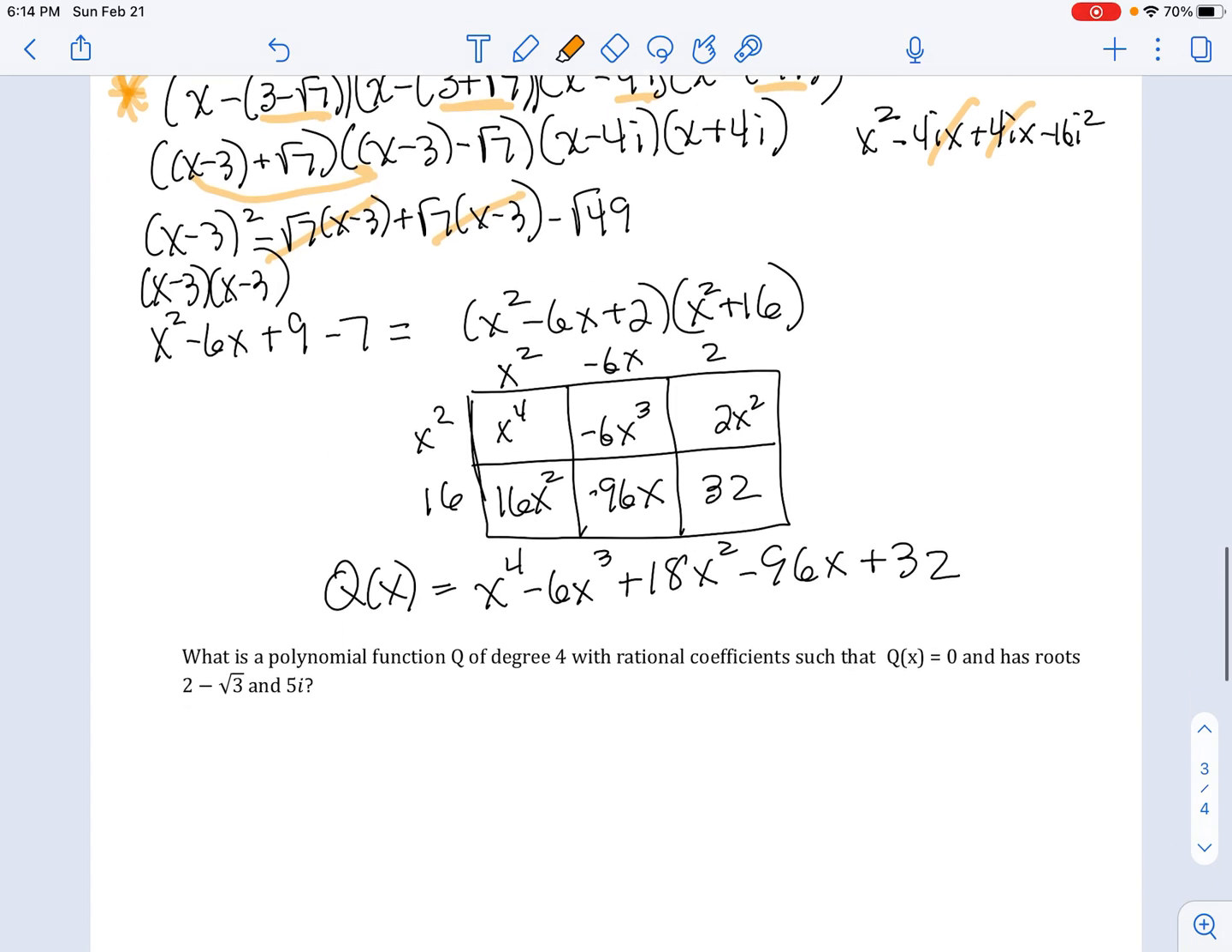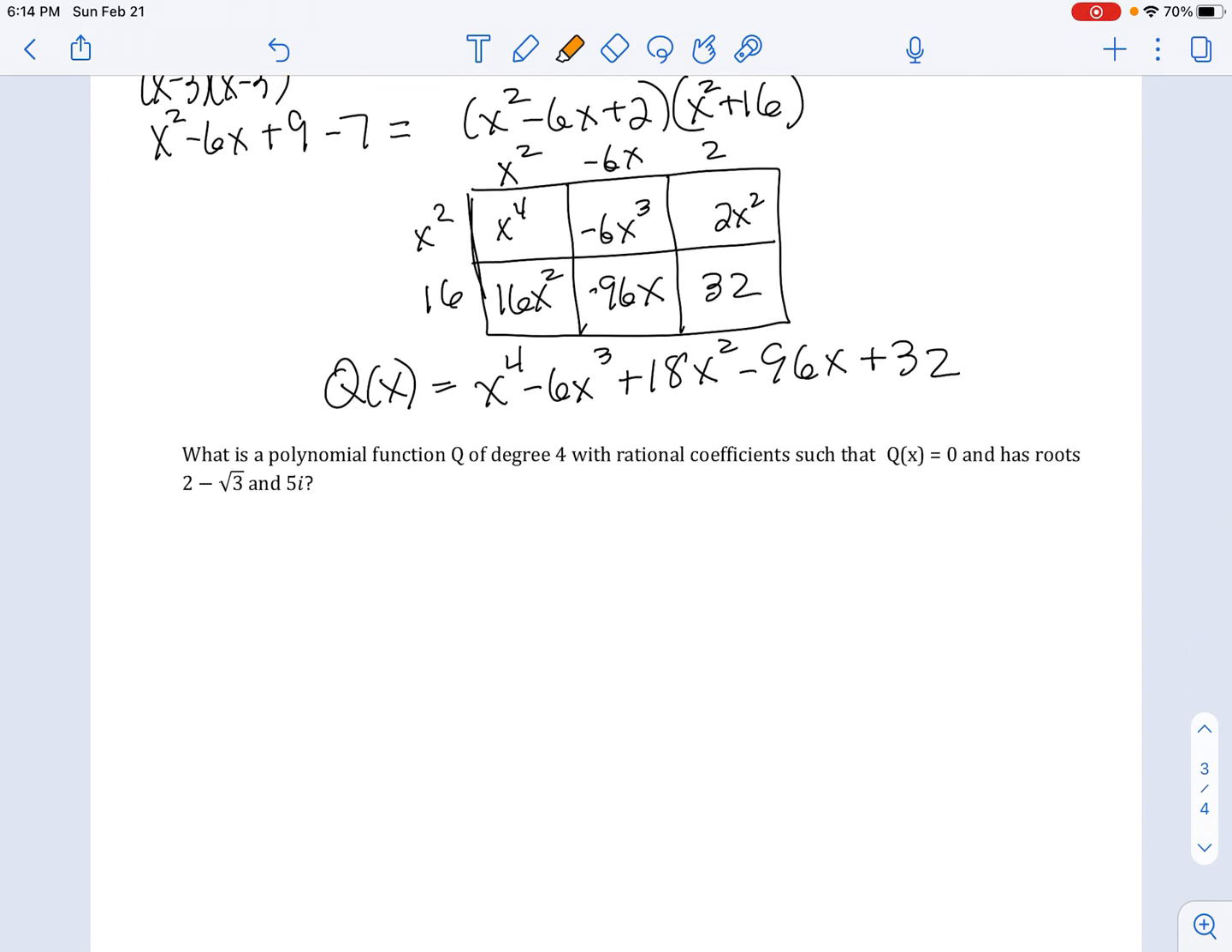So for the next one, we have zeros 2 minus root 3, and 5i. So that means we're going to have a 0 at 2 plus root 3 and a 0 at negative 5i. So this one is just like the one we did. So if you want, pause and see if you can at least write your polynomial the way I did in the other one, or you can just continue to watch.